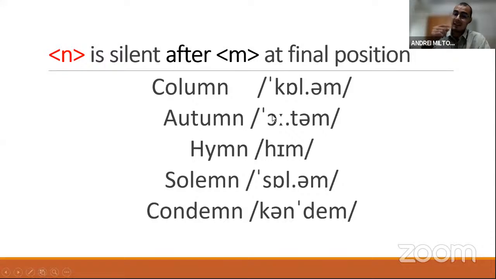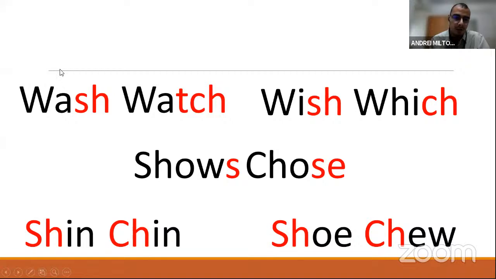Now, next one. N is silent after M at the last position, right? So that is very easy to identify. Whenever you see the N at the end after M, you should not pronounce it. So it becomes column, autumn, hymn, solemn, and condemn. Great, right? Easy, easy peasy. Very good.